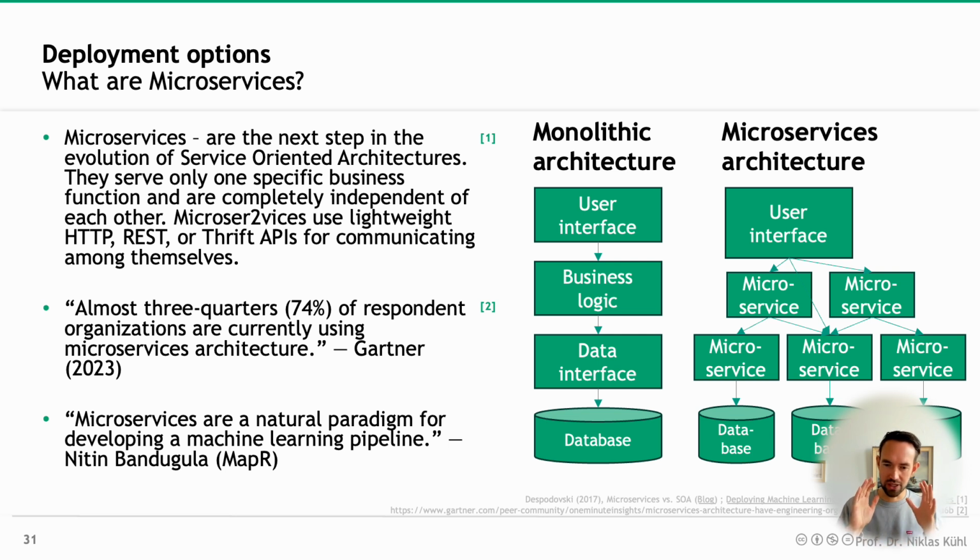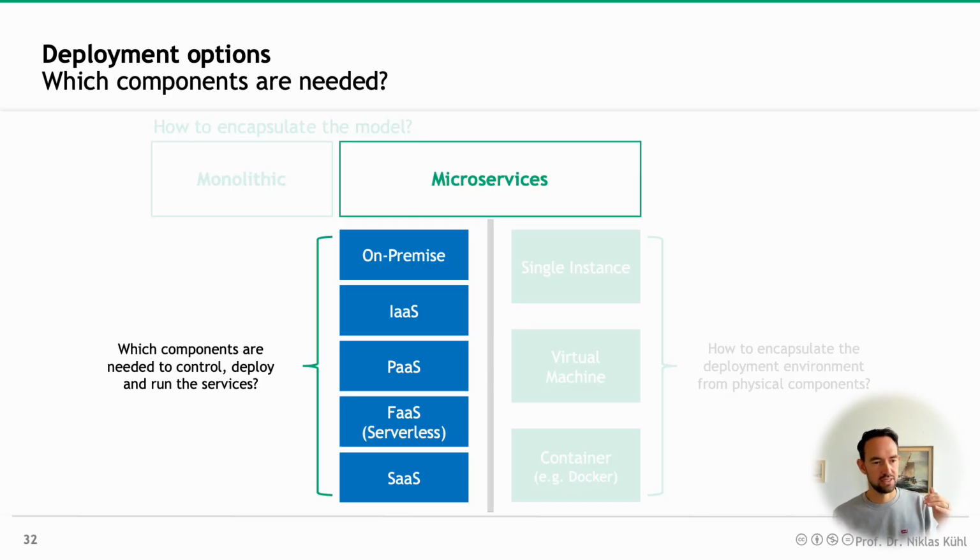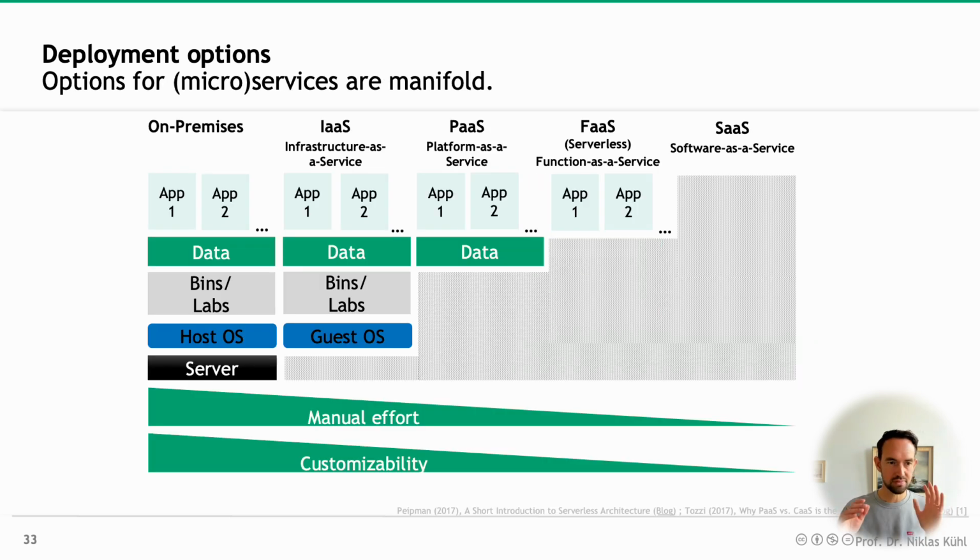Okay, now let's say you agreed that you want to do a microservice. The question now is, which components are needed to control or monitor, deploy and run these services. And there you have a bunch of different options at hand. Let's start on the very left here. Let's say you do it on premise. That would mean you have your own hardware, your own local machine in your physical environment. You plug it into the internet and everything runs on it.